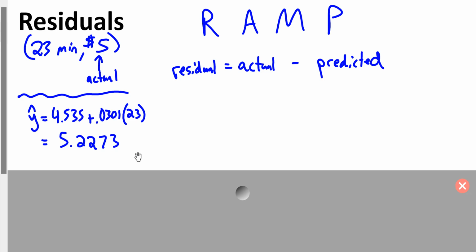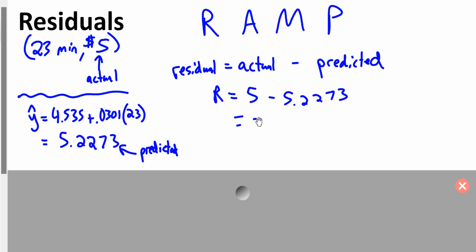Our actual was over there. This is our predicted amount. You actually have to plug into your predictor formula, your least square regression line formula, to find a predicted value. So we have the actual, we have the predicted. So to find the residual, a residual is 5 minus 5.2273, which is negative 0.2273.